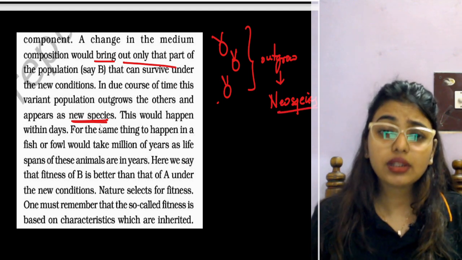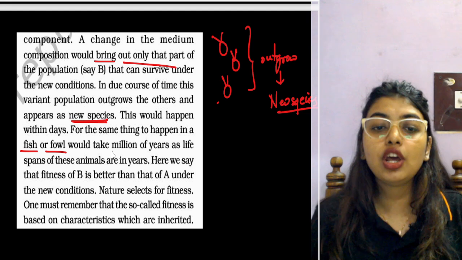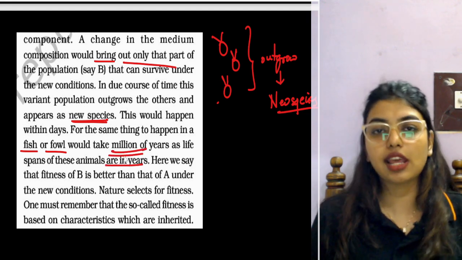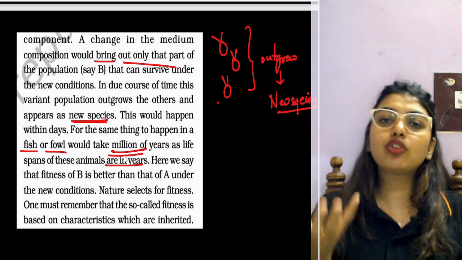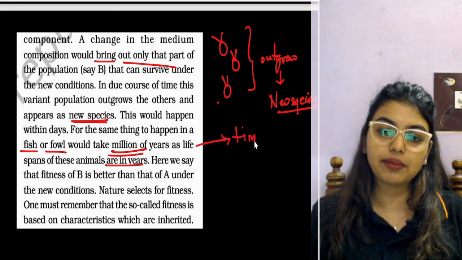Okay, this would happen within days. So the same thing to happen in a fish or a fowl would take millions of years span of these animals' life. So depending on how complex these organisms are, this is going to vary, students. The time period is going to vary.